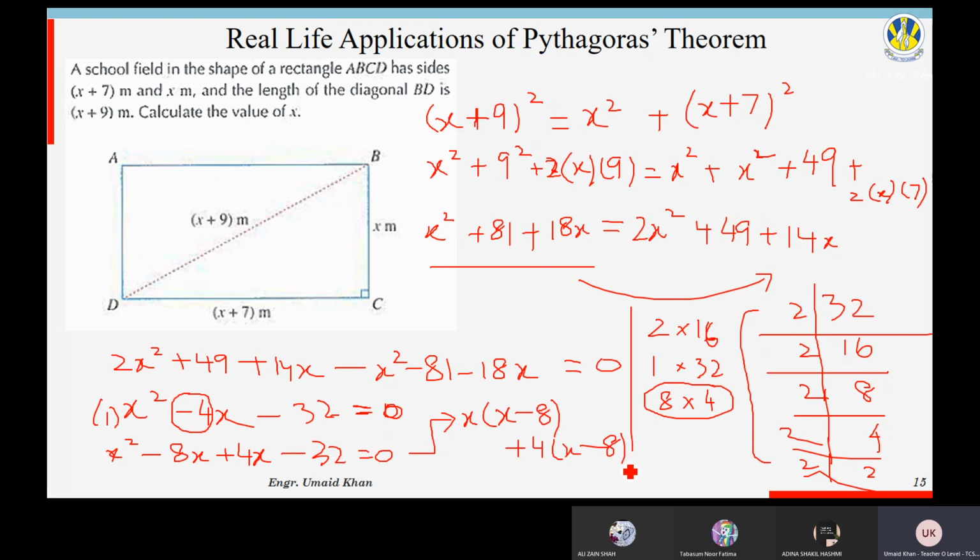Then plus 4 will be taken common from the next two terms and again you will get x minus 8. Okay. Then the final step will be you take x minus 8 common and x plus 4 will be left. So you will have now two factors, x plus 4 into x minus 8.